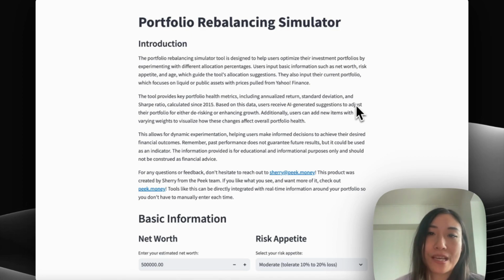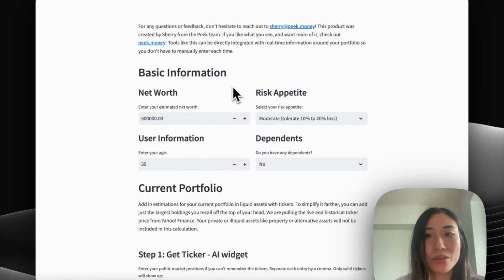One of the questions that people often ask is, what should I actually do to rebalance my portfolio or to shift my holdings from one place to another? This is one tool that I built that can help you see what the difference is before and after some of the changes could be, and also look at some recommendations for what you can do with your portfolio.